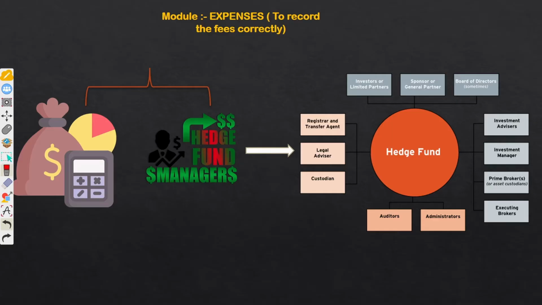Expenses directly affect the net asset value of the fund, and that's why reconciliation and recording of expense transactions in the books of the fund is very essential. All right. To understand expenses, think as a fund.